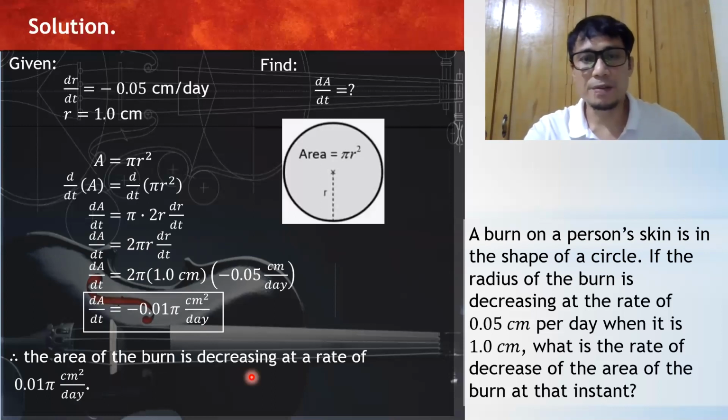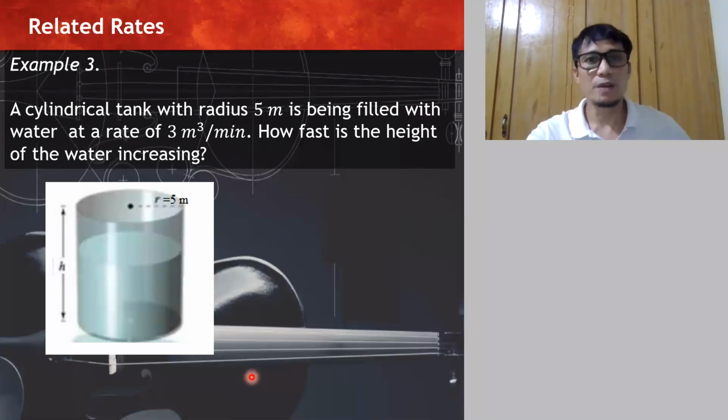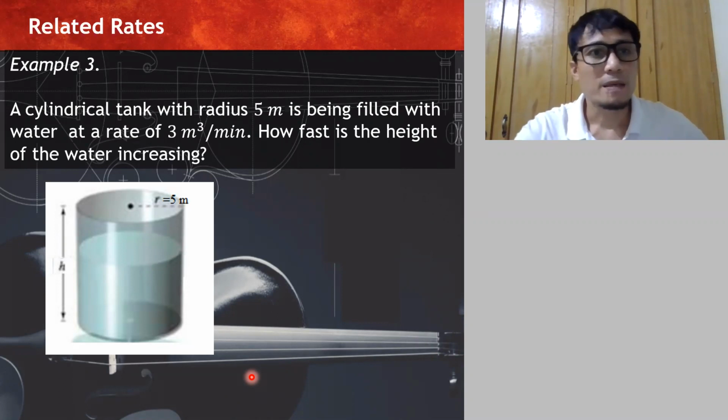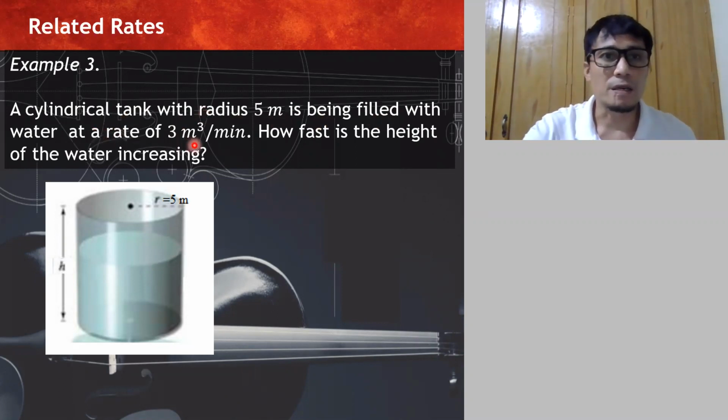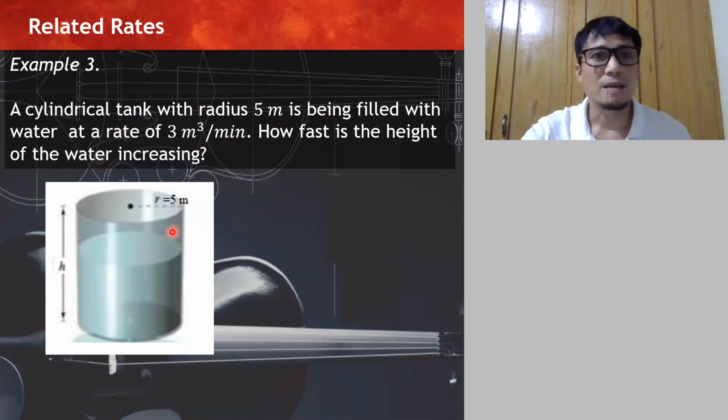Now for the third example, we have another interesting problem here. A cylindrical tank with radius 5 meters is being filled with water at a rate of 3 cubic meters per minute. How fast is the height of the water increasing?